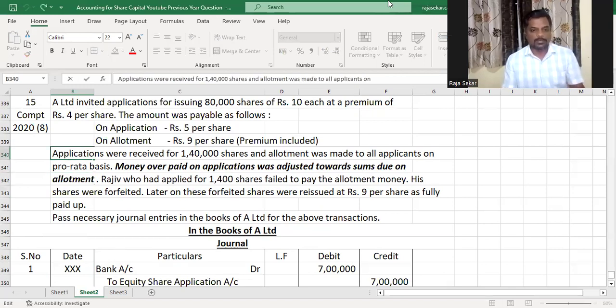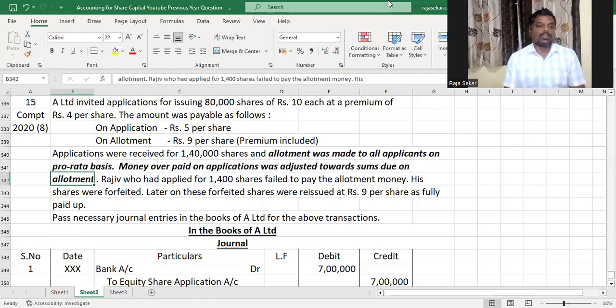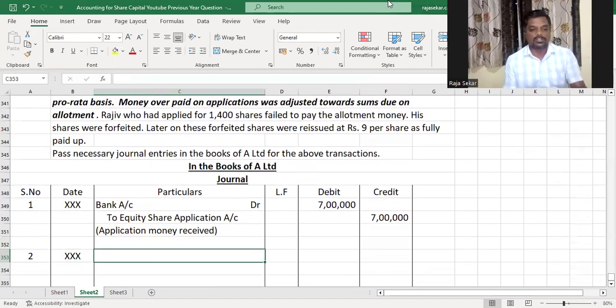Understood or not? And there is no rejection in the question. As you can see, applications were received for 1,40,000 shares and allotment was made to all applicants. No rejection has happened in this question. We don't have to refund any money unless that excess application money is more than enough to take care of all the amount that is due on all the calls. Understood?